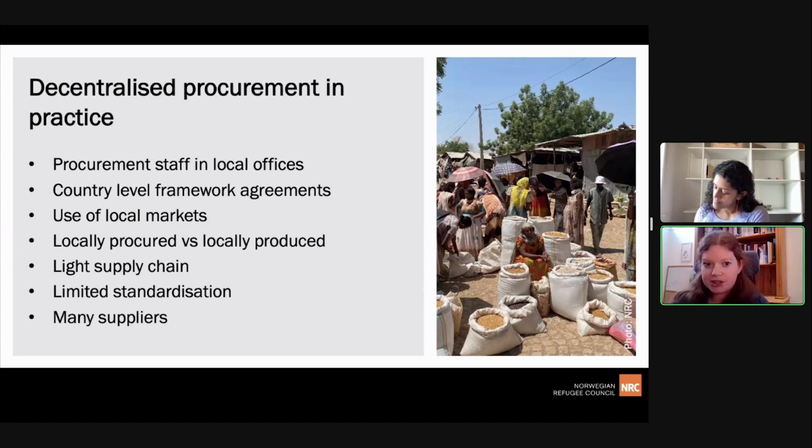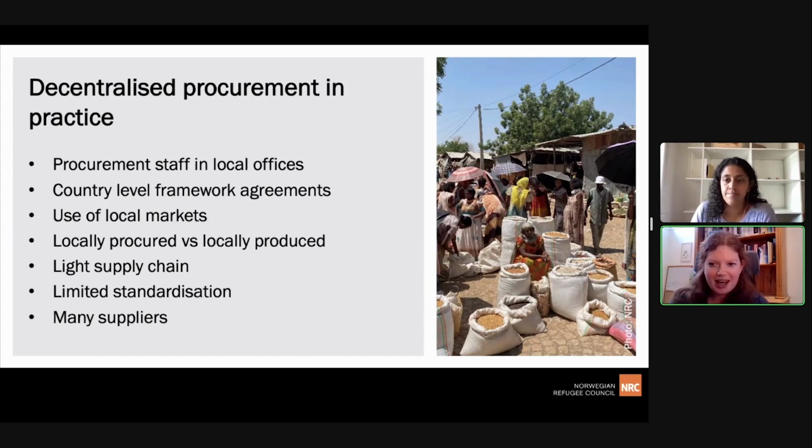This gives us opportunities to really make use of local markets to, as far as we can, do our procurement as close as possible to the location that goods are being delivered. That obviously gives us a lighter supply chain, so we have less warehousing and less transportation required by the organization itself.